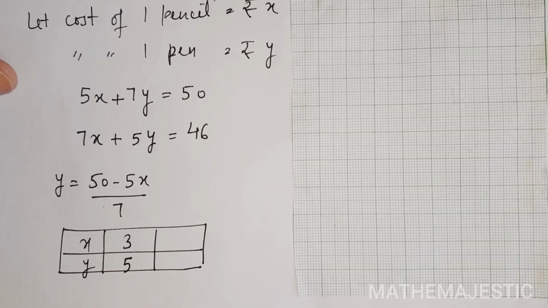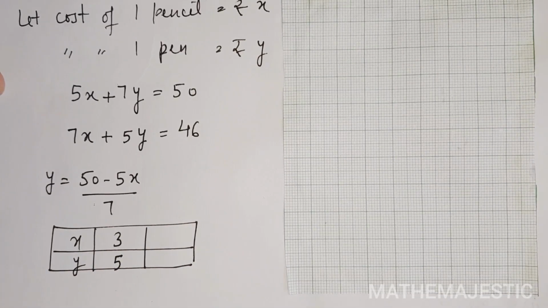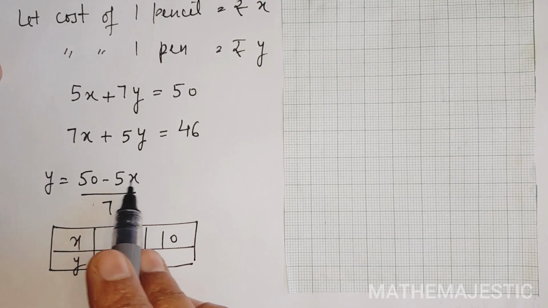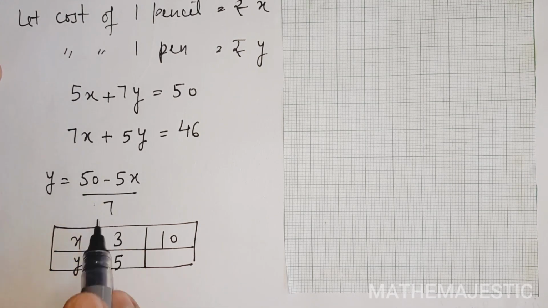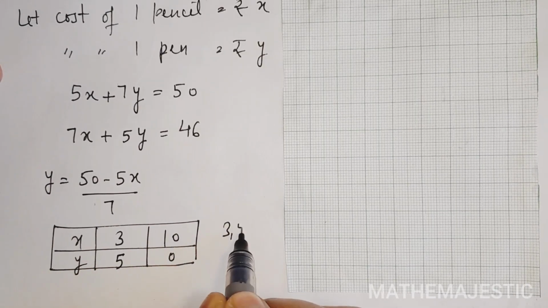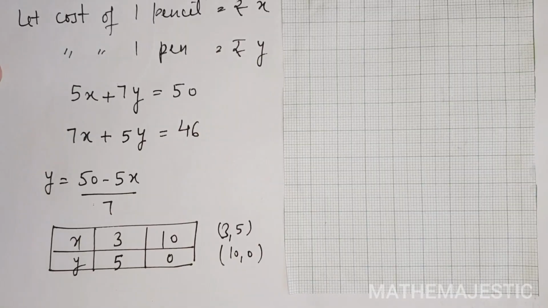Similarly, you can take the value as 10. If you take x as 10, 10 fives are 50. 50 minus 50 will be 0. 0 by 7 will be 0. So we got the pairs (x, y) as (3, 5) and (10, 0). We got these two pairs.